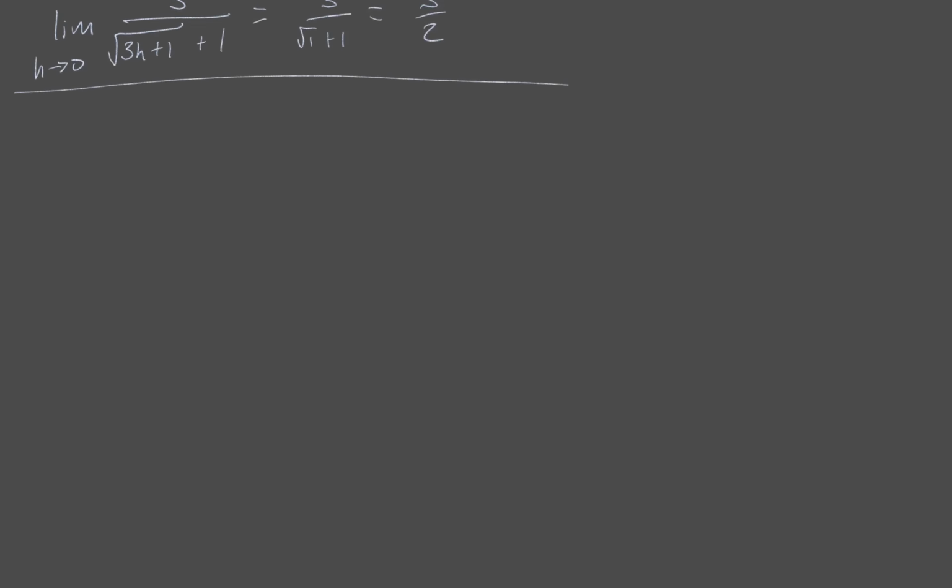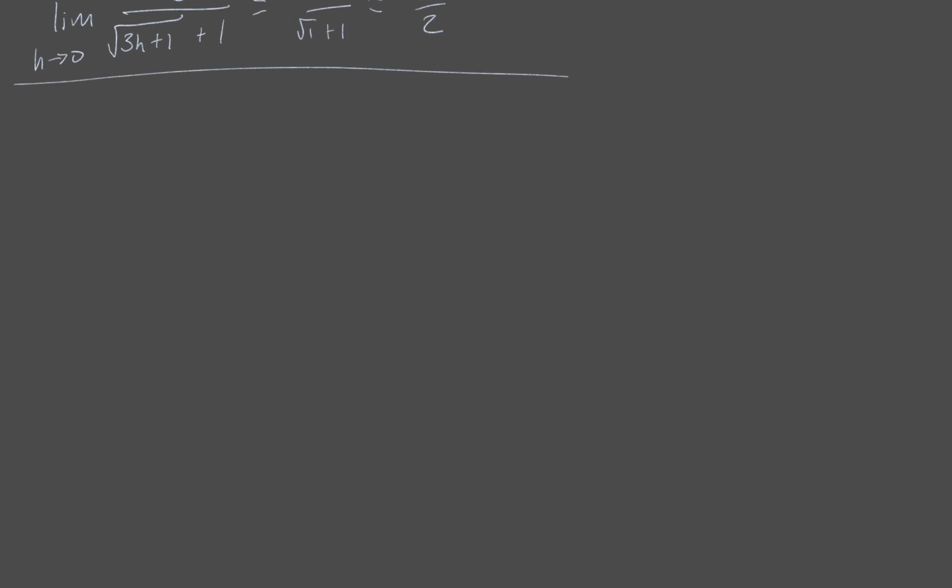Do some more algebraic manipulation. Okay, here's one from the book that looks like 0 over 0. I'm going to take the limit as x goes to negative 3 of 2 minus the square root of x squared minus 5, divided by x plus 3.